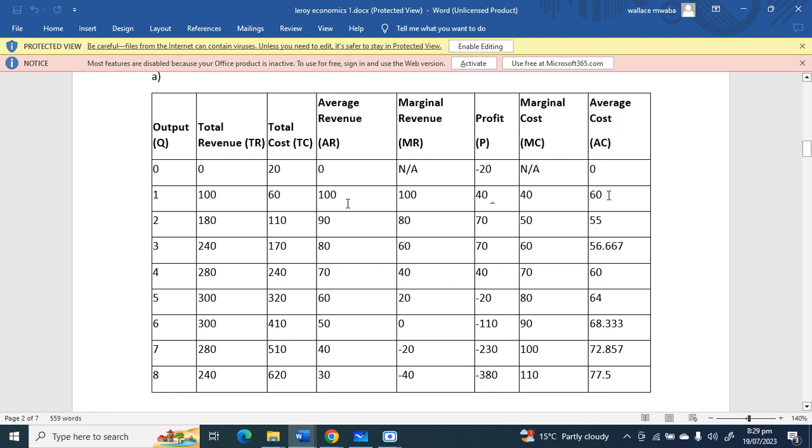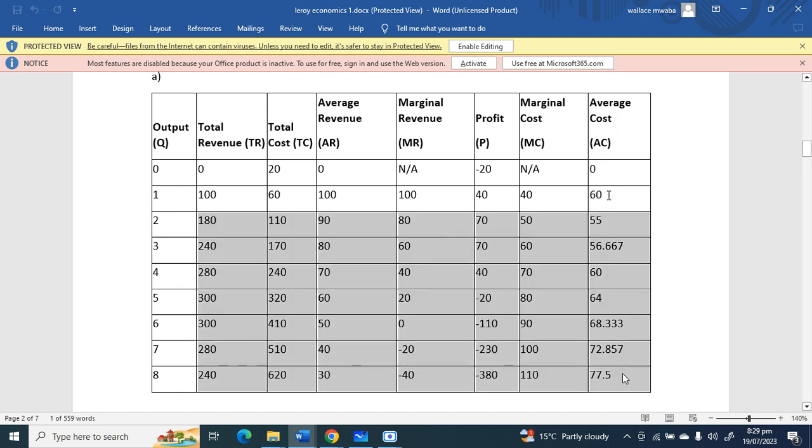Okay, then average cost, total cost, 60 divided by quantity, that is 1. So 60 divided by 1, that is 60. All right. So those are the same formulae you use to get all these other figures. So any questions on this table?